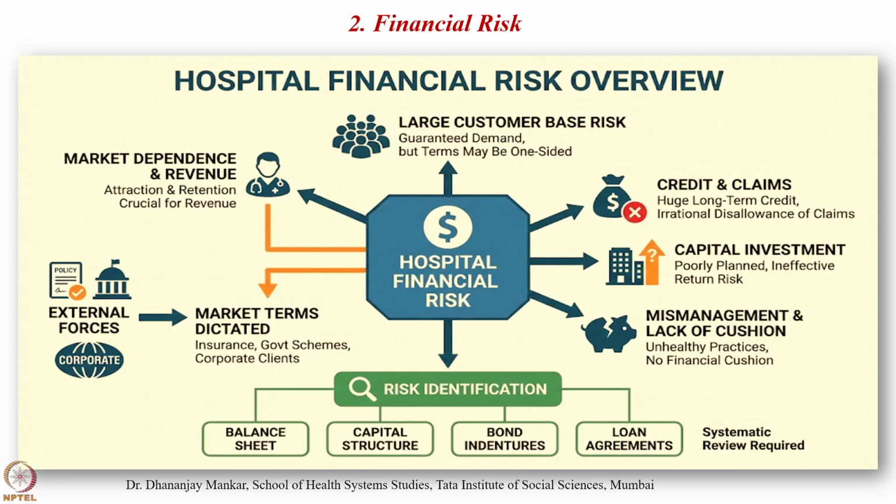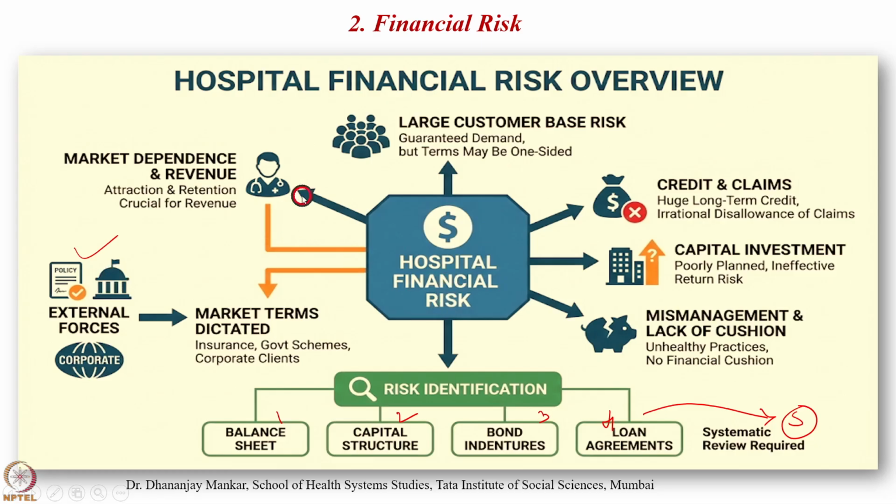Here we will try to understand the major things that can affect financially both a patient and the hospital. We come across external forces, and you may come across larger hospital financial risk. There are five ways to be seen here to understand how risk identification is done. Even a systematic review is required if there is a need. The first is market dependence and revenue, which is attraction and retention, crucial for revenue.